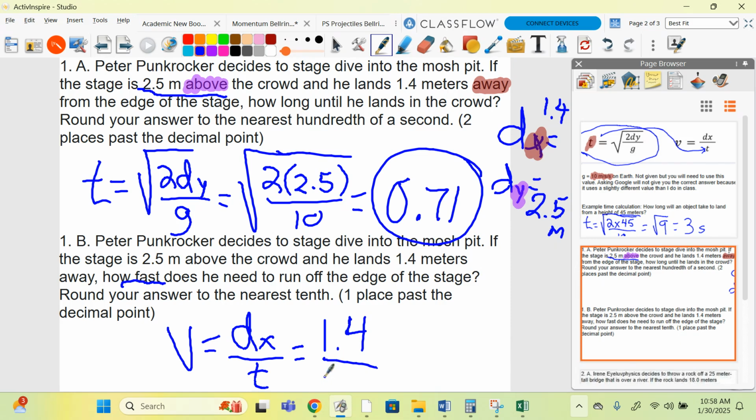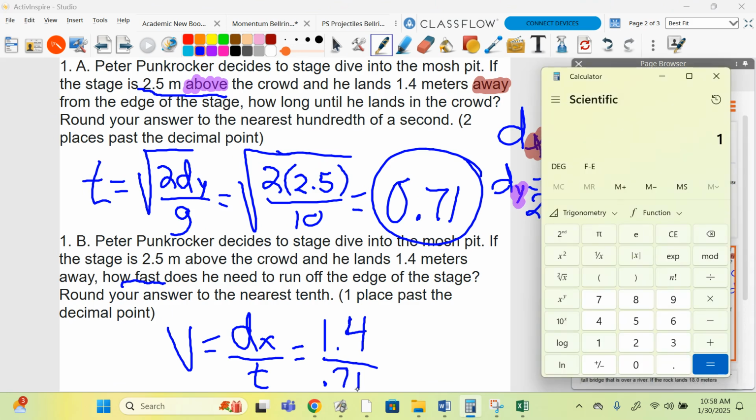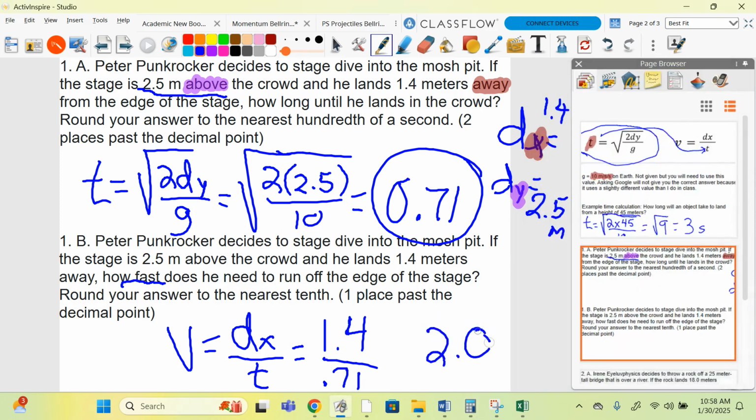The time, 0.71 seconds. And all I need to do is take 1.4 and divide by the time, 0.71. I want to round to the nearest tenth, which would be 1 place past the decimal. 1.97 is going to round to 2.0. And that is what I'm going to enter into my Google form for number 1A and then number 1B.